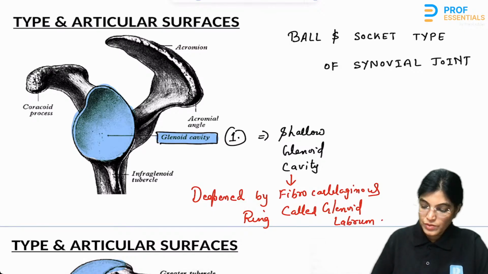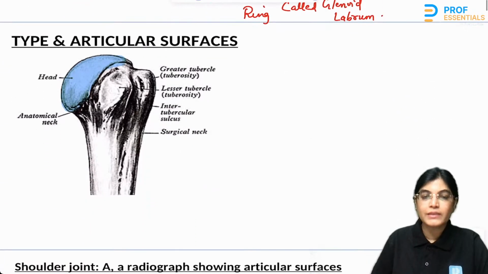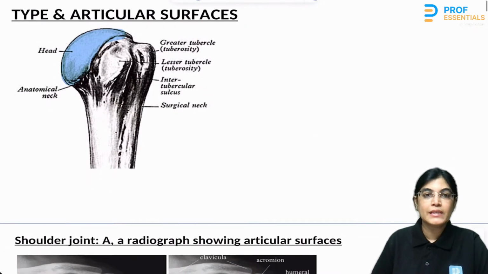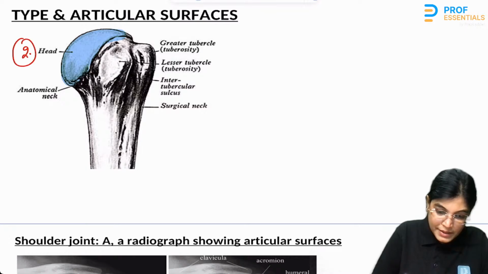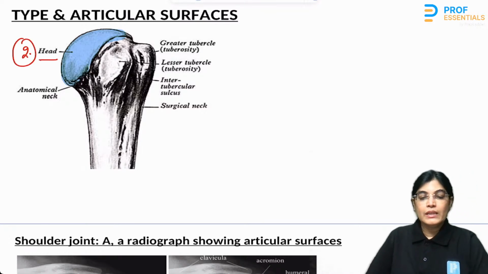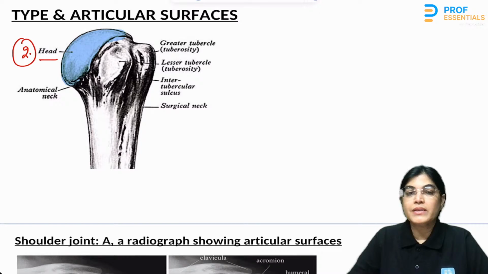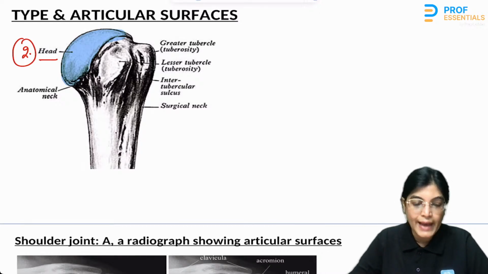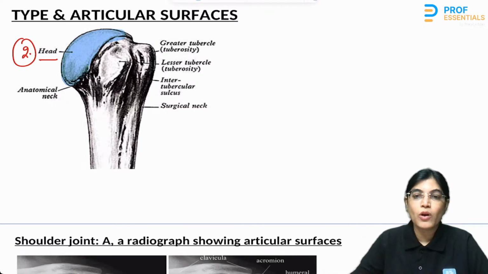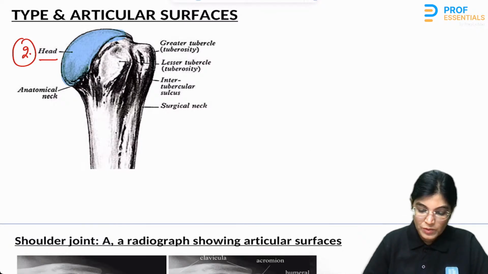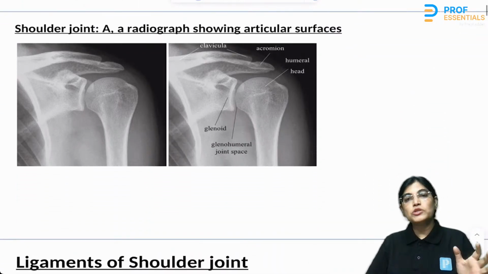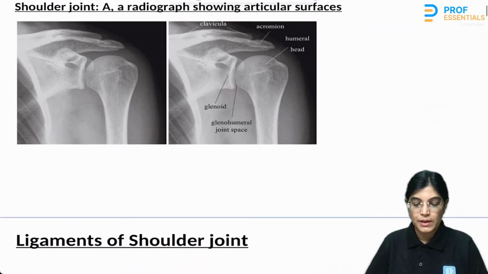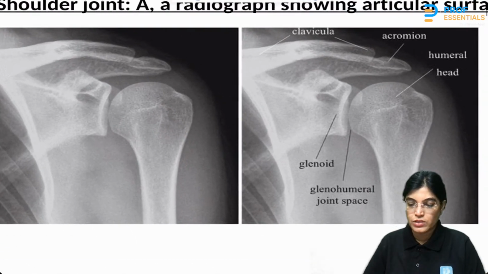Now let's see the other articulating part. The other articulating part which can be seen in this image is the head of humerus. The articulation is taking place between the rounded head of the humerus and a relatively shallow glenoid cavity, and the type of joint is a ball and socket type of synovial joint. Before proceeding to the next, it is important that we appreciate this joint in this image. I would like to show you a radiological image here.